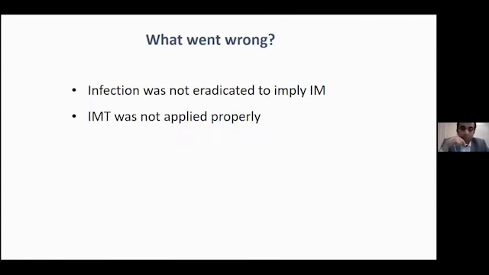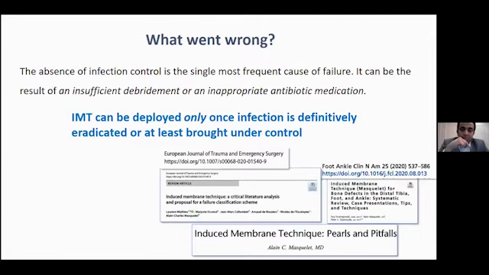The main two issues are that infection was not eradicated prior to applying the induced membrane, and the induced membrane technique was not applied properly. The absence of infection control is the single most frequent cause of failure. It can be the result of insufficient debridement or an inappropriate antibiotic medication. The induced membrane technique can be deployed only once infection is definitively eradicated or at least brought under control.